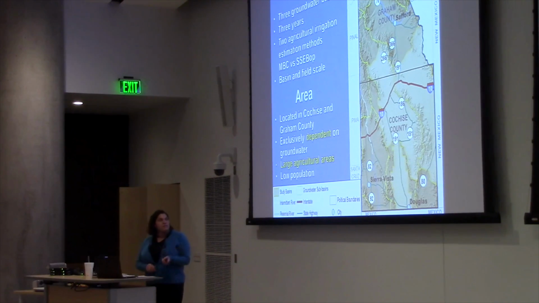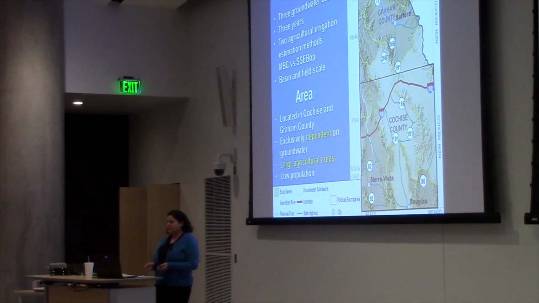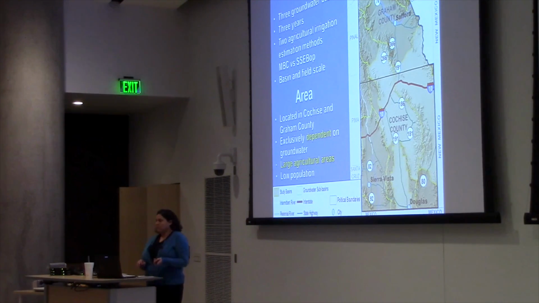So in Cochise County, which is where the majority of the study is located, they are almost exclusively dependent on groundwater. The only surface water that comes through Cochise County is right here. And as you can see, half of it is dark blue and half of it is light blue. The light blue is an intermittent stream. It does not run all year. So they have very limited sources. It's also a very large agricultural center, and the population is fairly low. So most of its use comes from irrigation.